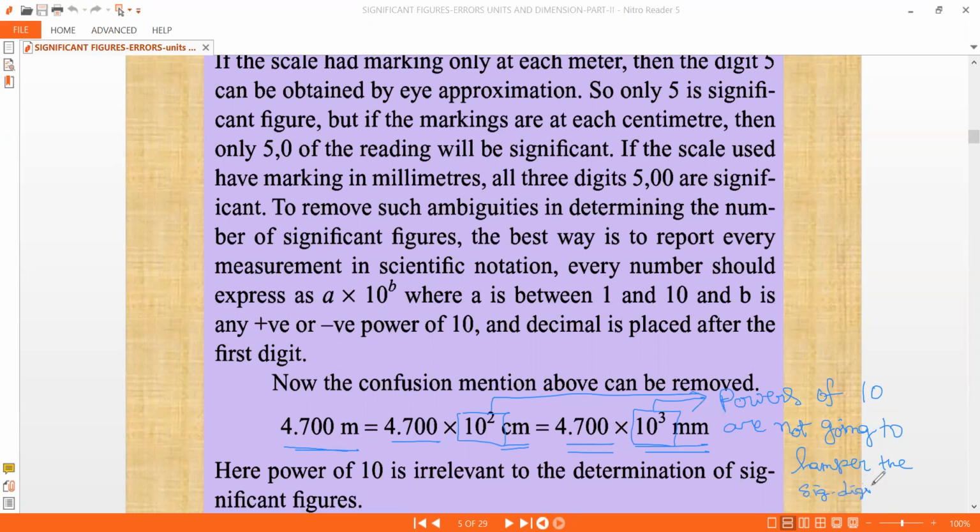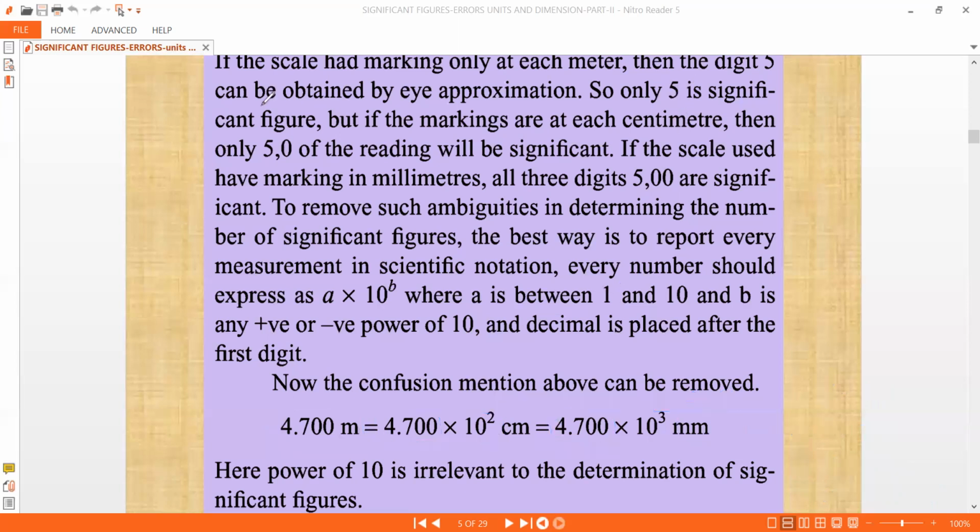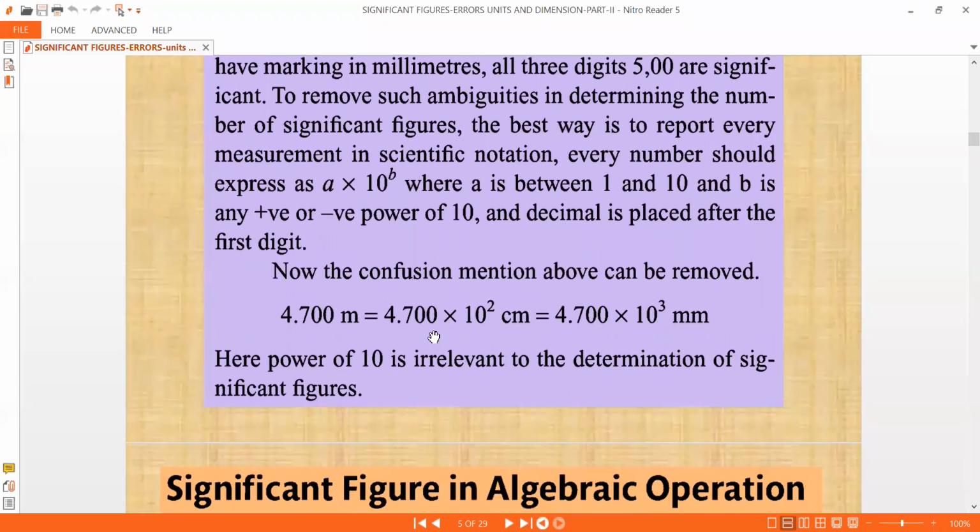So this is the idea on which we work. Once you express in scientific notation, everything is clear. It's pretty simple that this is 4 significant figures, 4 everywhere. So the powers of 10 are not going to hamper the number of significant digits. This is the idea you can keep in mind. Okay, so let's move on. Here, power of 10 is irrelevant to the determination of significant figures. So that is the idea. Once again, I will read this: here, the power of 10 is irrelevant to the determination of significant figures. So let's move on to the next part.